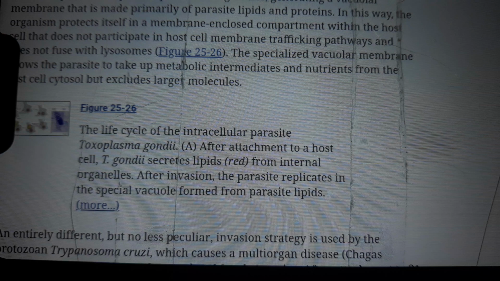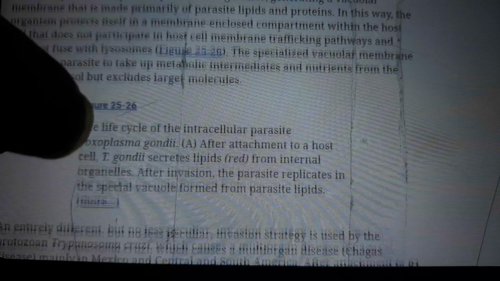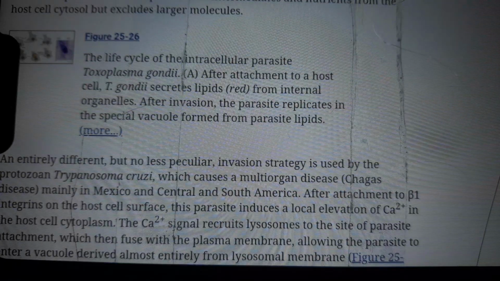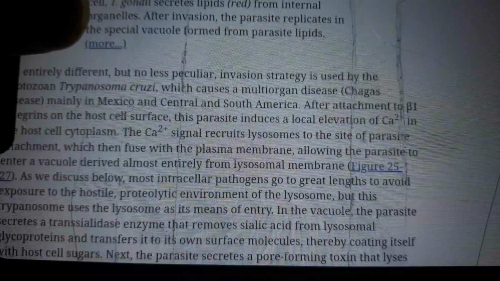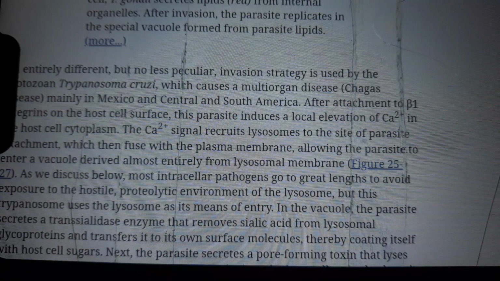As the parasite moves into the host cell, it secretes lipids from a pair of specialized organelles, generating a vacuolar membrane that is made primarily of parasite lipids and proteins. In this way, the organism protects itself in a membrane-enclosed compartment within the host cell that does not participate in host cell membrane trafficking pathways and does not fuse with lysosomes. The specialized vacuolar membrane allows the parasite to take up metabolic intermediates and nutrients from the host cell cytosol, but excludes larger molecules.